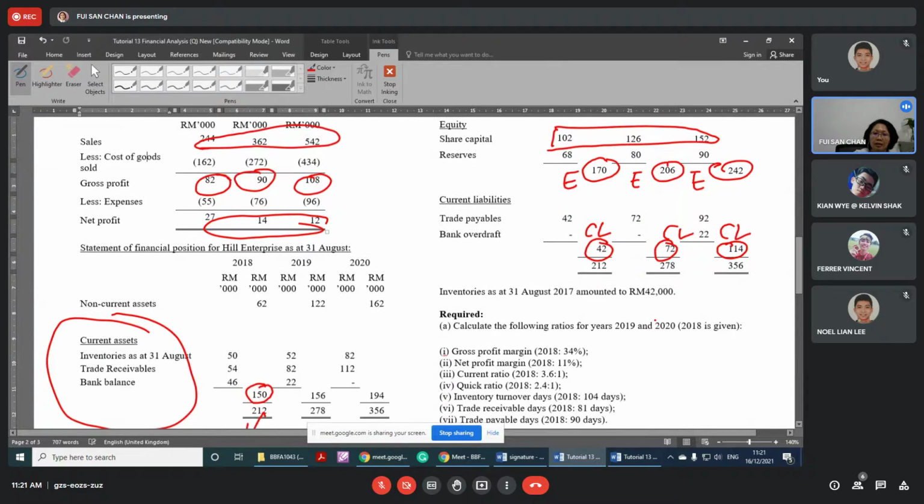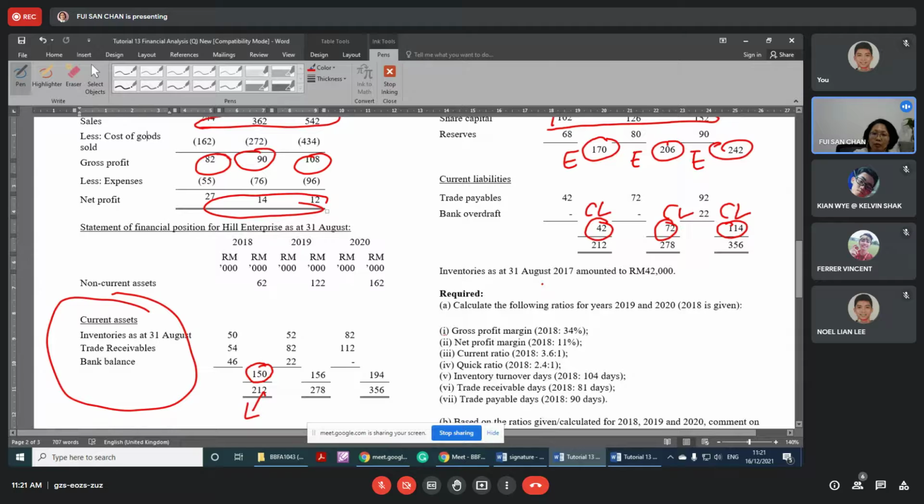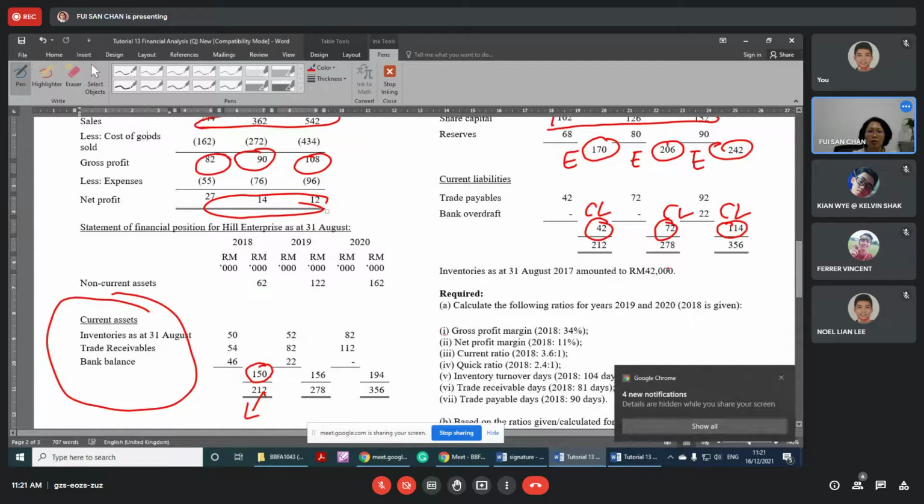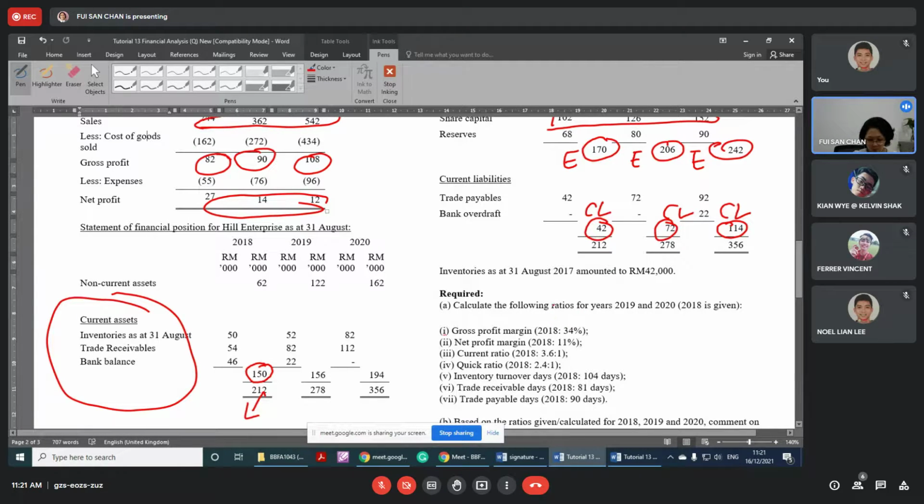Now I see here, the question is so good. This one even gives you the 2017 closing inventory. 2017 closing is equal to 2018 opening. Yeah, it's equal to 2018 opening.